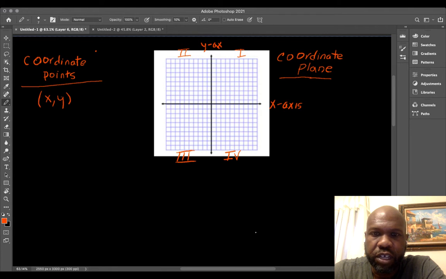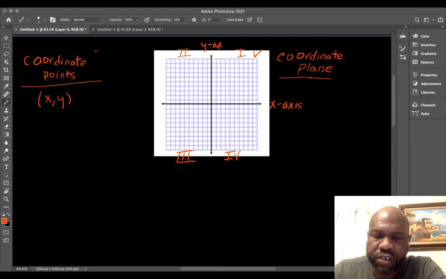Let's start by talking about the coordinate plane. This little white thing in the middle is called the coordinate plane. This is what the graph would be on. Mostly you'll be dealing with quadrant one, which basically means that the x and y values are positive. The horizontal line is the x-axis, and the vertical line is called the y-axis.